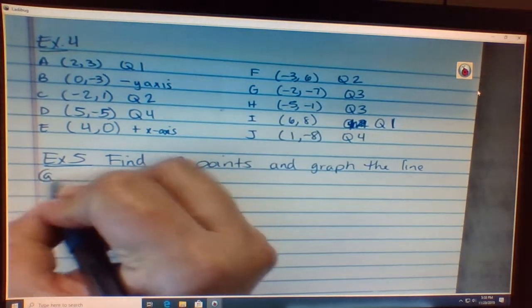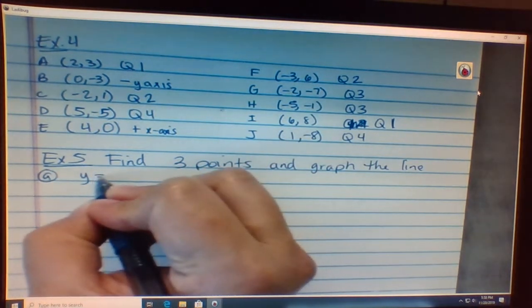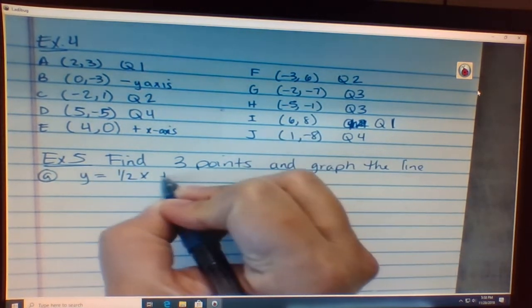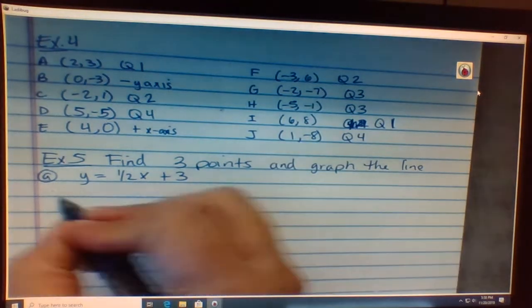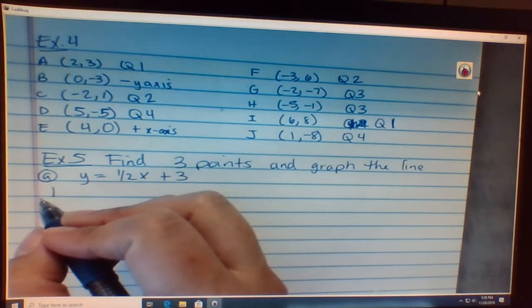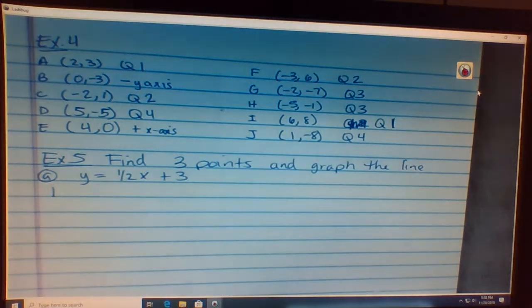So they're going to give you an equation. So let's say my equation is y equals 1/2 x plus 3. They want you to graph a line. If you know your slope and your y-intercept, you could do it. That's not the way they do it here yet. Later, you're going to do that. So they want you to find 3 points. How can I find 3 points to put on there? Can I just come up with numbers? Yeah.